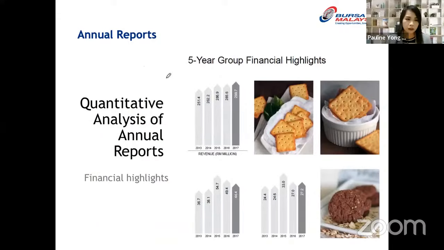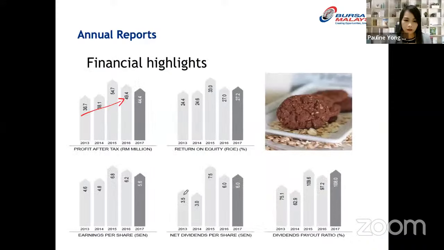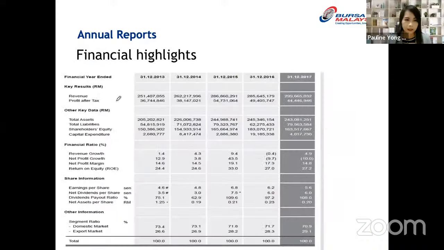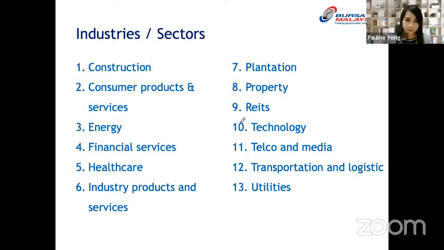Then usually in the annual reports, they will give you these 5 years, and then you can see the trend if it's going up or going down. Then they will give you some financial highlights, and basically how you look at the book value, market value, and intrinsic value. This one I have already covered. So basically book value will be the net tangible asset, the market value will be the market cap, and then the intrinsic value will be the future discounted cash flow. So, important part here.